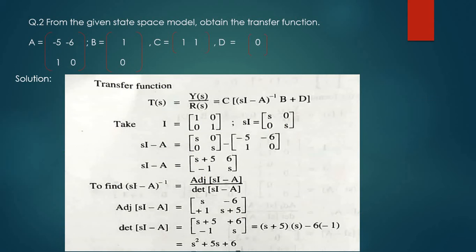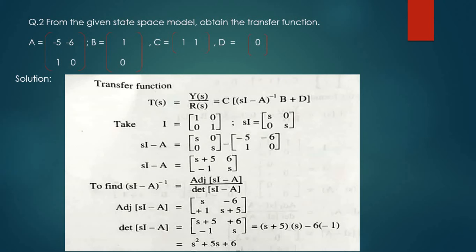Alright, now question number 2. This is the second question. You can see here it is given, from the given state space model obtain the transfer function. In the earlier question the transfer function was given and we had to calculate the state variable model. Here the transfer function is not given, the state space model is given, which is nothing but matrices A, B, C and D, and the values are shown. You have to find out the transfer function. So how to find out the transfer function?